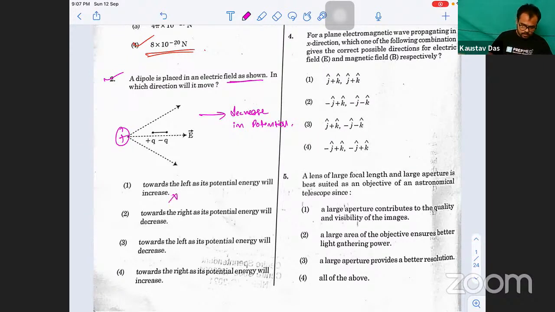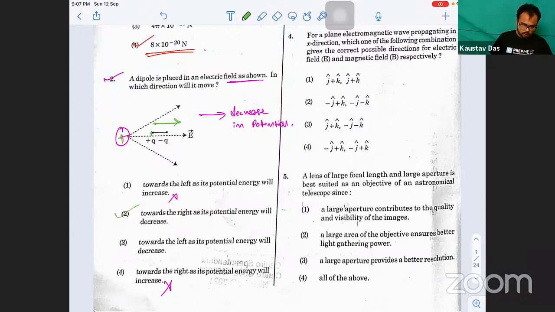So increase I can cross out first of all, and I have to choose between options 2 and 3. Now the force experienced by the dipole: the positive charge is facing towards the positive charge, so the dipole is going to experience the force along the positive x-axis direction. So the force is going to be towards the right and the potential energy will decrease.